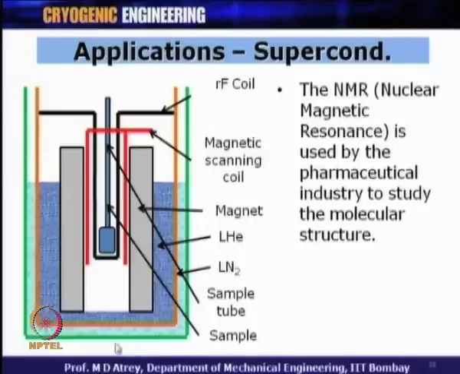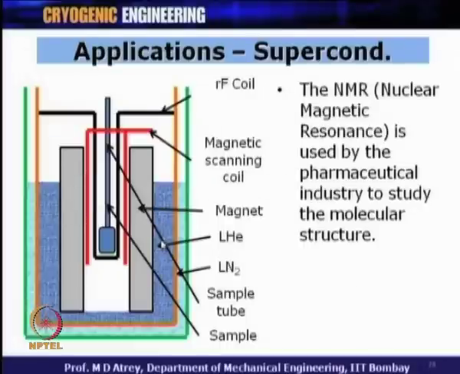One of the major usages of superconducting magnets is NMR, which is nuclear magnetic resonance. It is used by the pharmaceutical industry to study molecular structure. If I want to devise a new drug against a particular disease, I have to do NMR in order to understand the molecular structure in three dimensions. NMR has superconducting magnets.